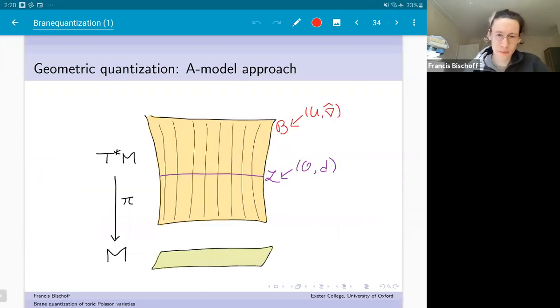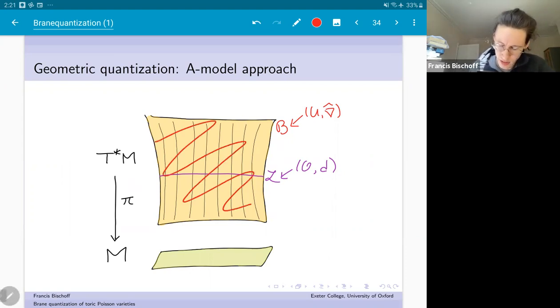Okay, so here's a picture. We have the cotangent bundle mapping down to M. We have in purple here this zero section, which is a Lagrangian brane, and then supported on the entire space, this space-filling brane B, which is the unitary line bundle with connection.